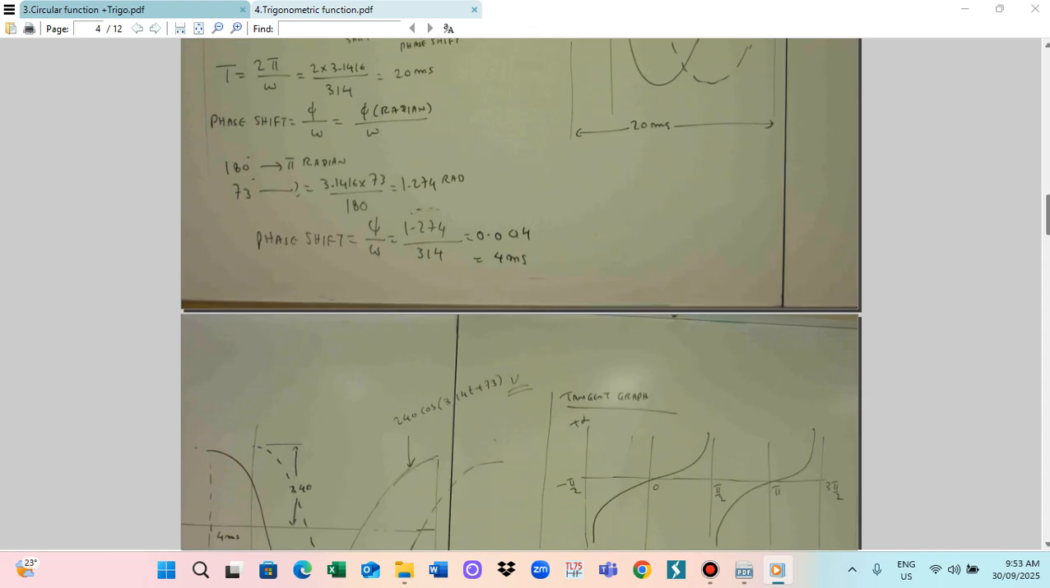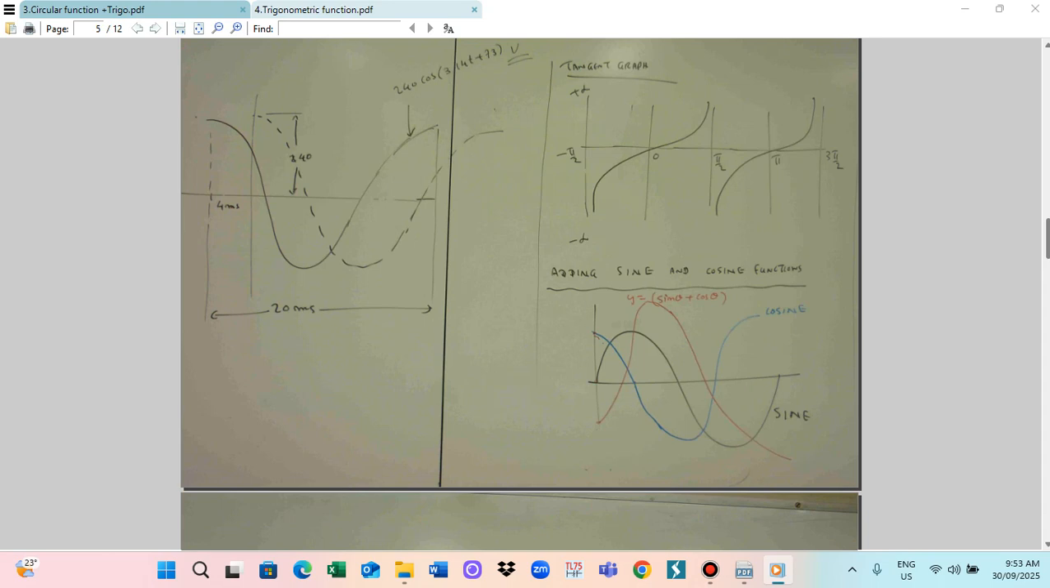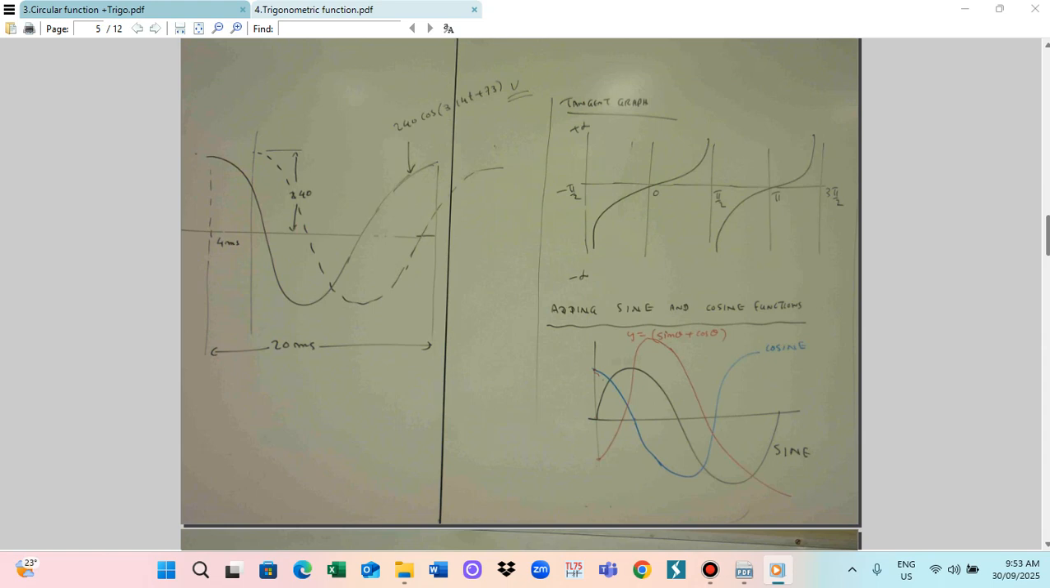The next one will be the tangent graph. Tangent graph means we can also draw a tangent graph. So this is minus π by 2, and this is 0, this is plus π by 2, and π, and 3π by 2. So this is a tangent graph. It goes to minus infinity and plus infinity. So we draw the tangent graph like this.